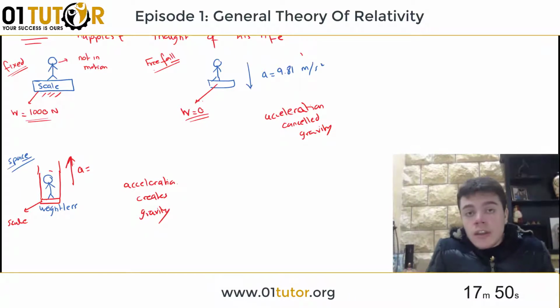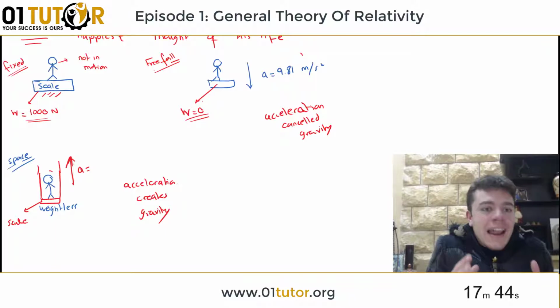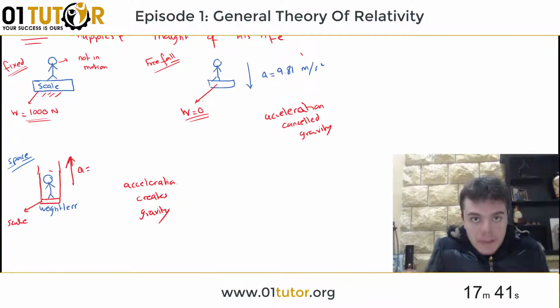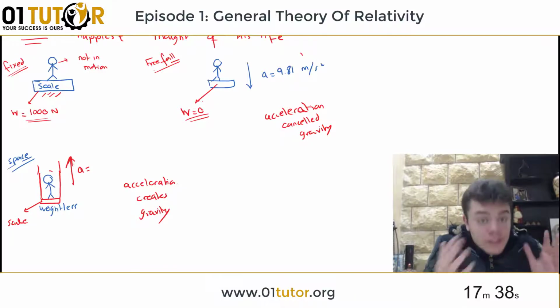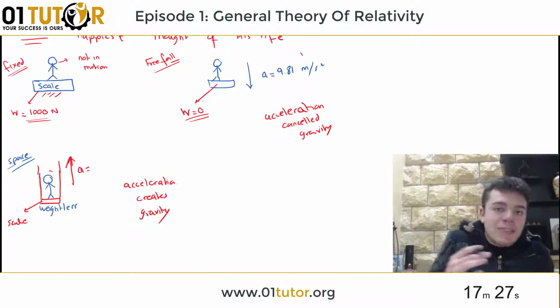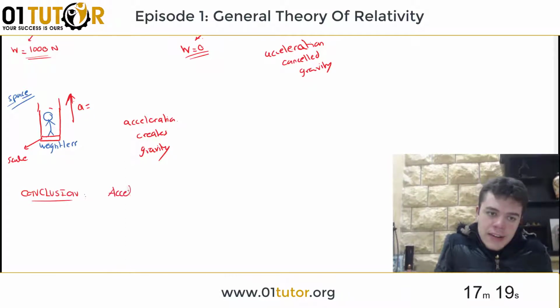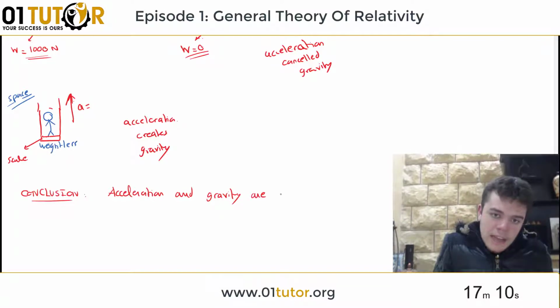So after having this thought, Albert Einstein discovered that gravity is all relative. There is a connection between acceleration and gravity: acceleration can cancel out gravity, and in some cases it can create gravity. This led Einstein to discover the relationship between gravity and acceleration. So conclusion number 1 that can be drawn from what we talked about is that acceleration is related to gravity. Acceleration and gravity are connected.